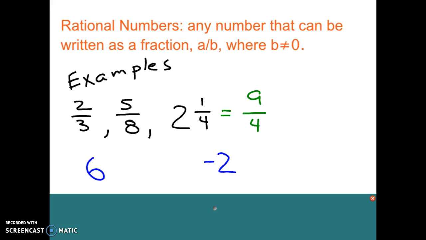Some of the other ones we've worked on. 6, which is a natural number, could look like a fraction by making it 6/1. Same thing for the number -2, which is an integer. We can make that look like a fraction by putting it over 1.